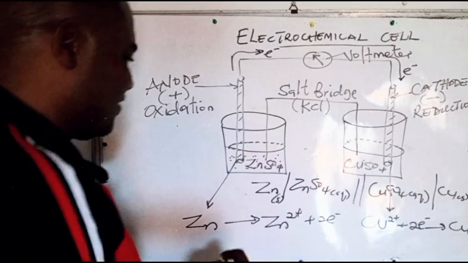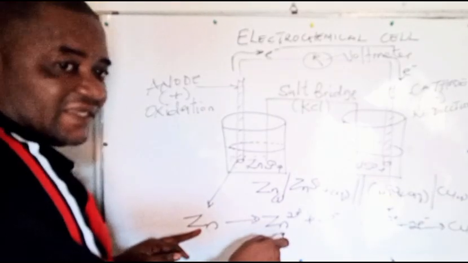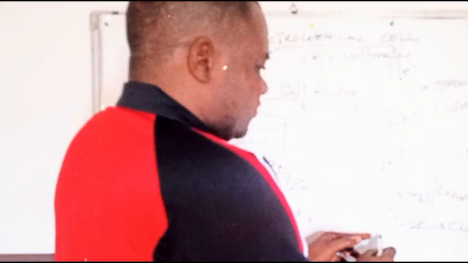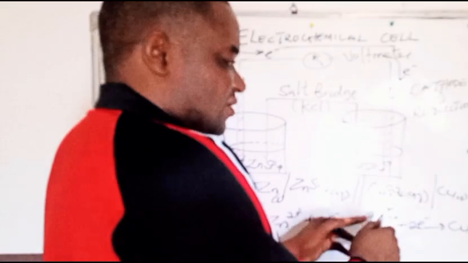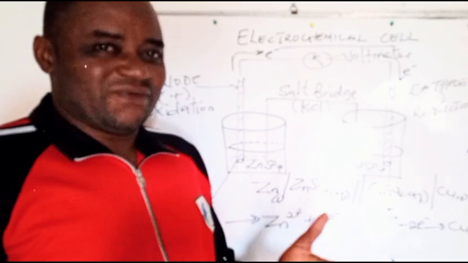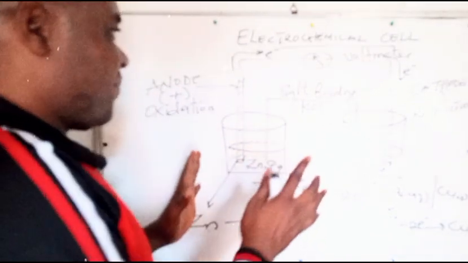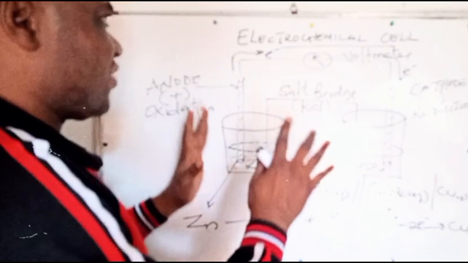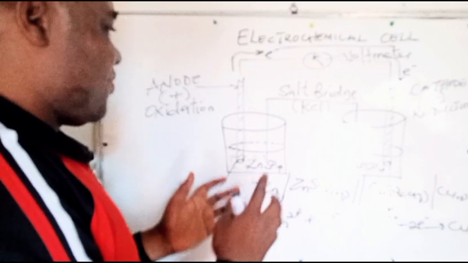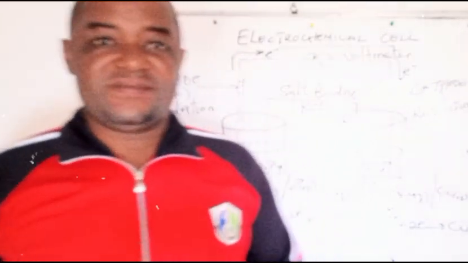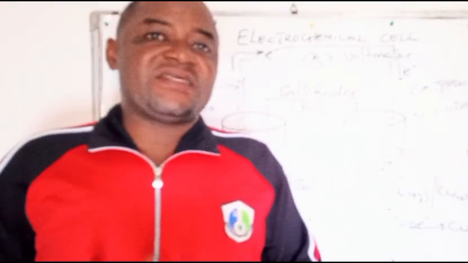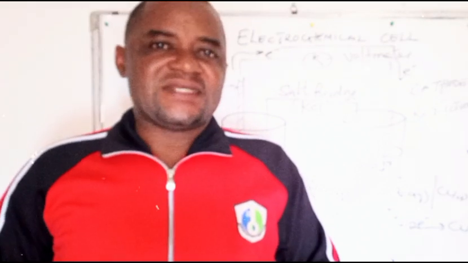So here it means that zinc is being oxidized. Therefore, zinc is a reducing agent. Copper is being reduced, so copper itself is an oxidizing agent. Beautiful. This is how a typical electrochemical cell looks like. So whenever you are looking at an electrochemical cell, it is important for you to note that an electrochemical cell can either be seen as a galvanic cell or as an electrolytic cell.